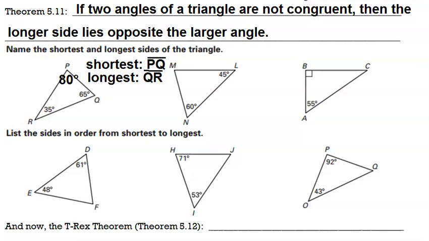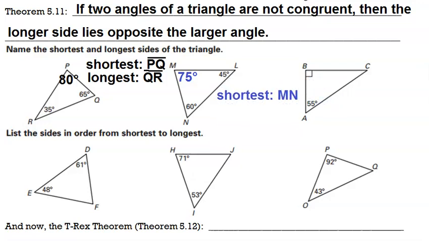All right, once again, we have a little extra work to do on this one. We have a 45 and a 60. That adds up to 105. So we have to first figure out that there are 75 degrees left. We're just taking away from 180 until we get what we want. The shortest side is going to be the one opposite the 45-degree angle, which is MN.